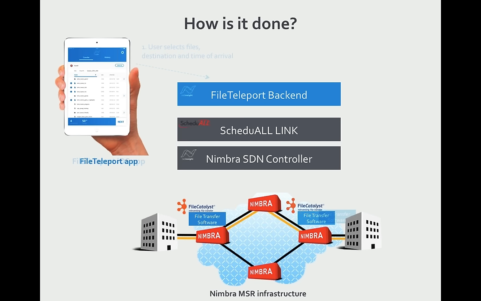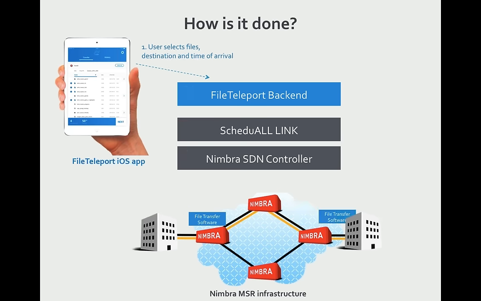Finally, we have an infrastructure layer here that is made up of Net Insight's Nimbra MSR portfolio. So these are Nimbra MSR 600s from our 600 portfolio that are setting up the network connectivity throughout the network. They are also running software from FileCatalyst. And Elton will get back in just a second on the details of what components we're running and how that fits together. But the FileTeleport backend is what's controlling this software. It's controlling the infrastructure, and it's tying the whole solution and system together.